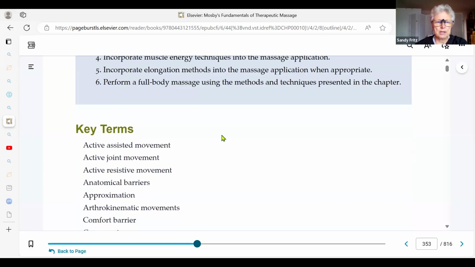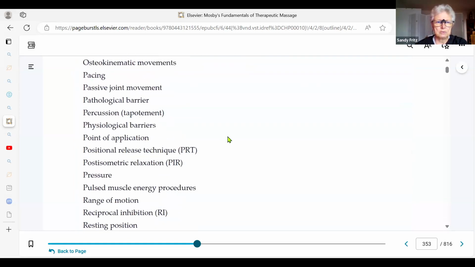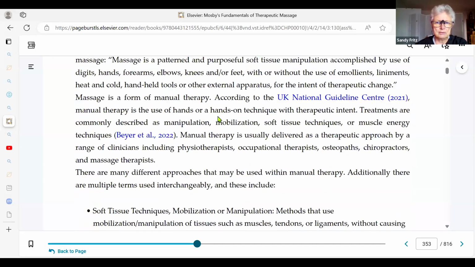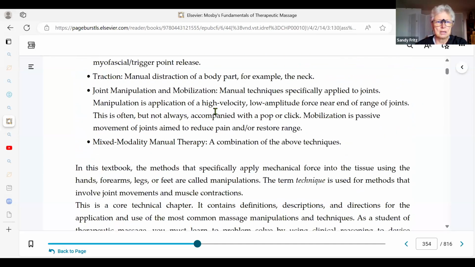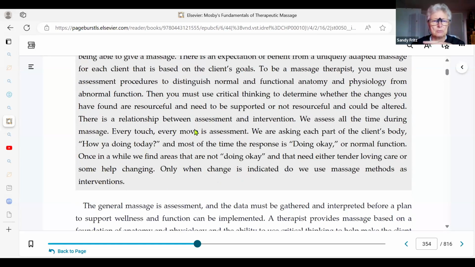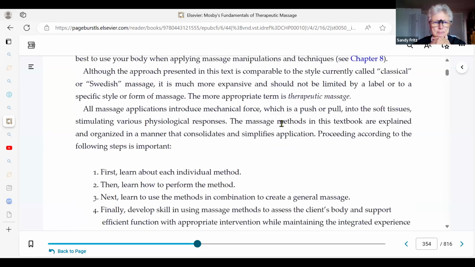So objectives, key terms, terminology used to describe massage. So slow down and read this. All I can do is reflect the current status. You know, if the world revolved around what Sandy said, it would be different. But as it stands right now, you do have to process multiple names for essentially the same thing.